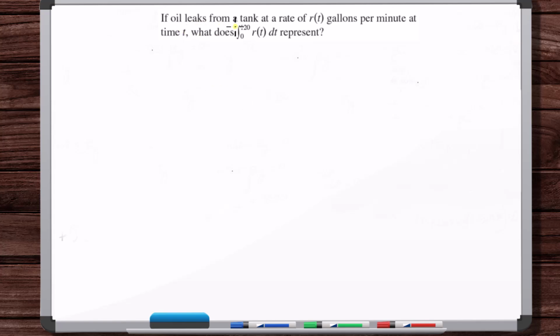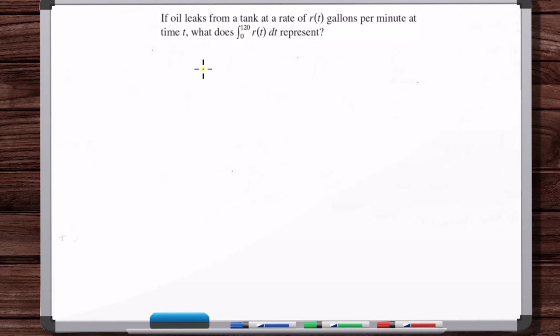Oil leaks from a tank at a rate of R of t gallons per minute. So the rate is the number of gallons that have leaked from the tank per unit time, per minute. So the quantity is the number of gallons that have leaked from the tank. That's the quantity. And we're doing a definite integral of the change in that quantity with respect to time, specifically from 0 to 120 minutes, or 2 hours.